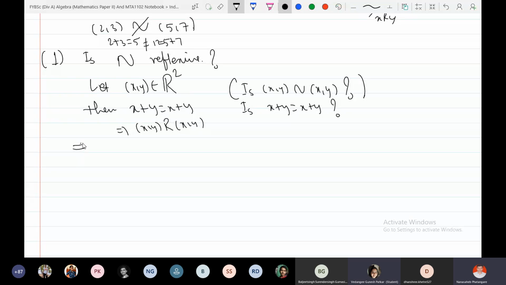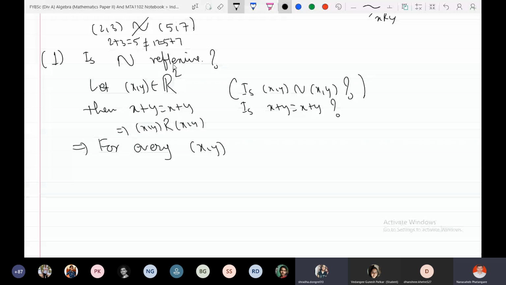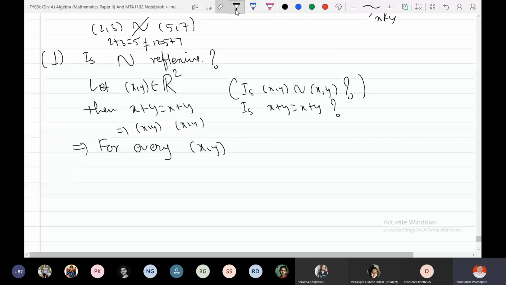What is the conclusion? I am making confusion here. I am using the symbol tilde for relation, so I should not make these mistakes. Alright. So for every (x, y) in my set R2, (x, y) is related to (x, y). Therefore, this relation is reflexive.